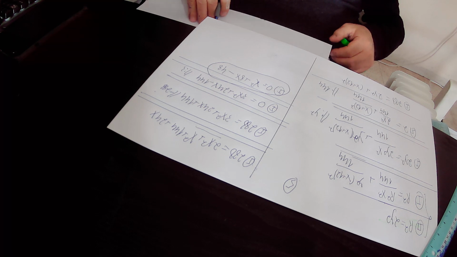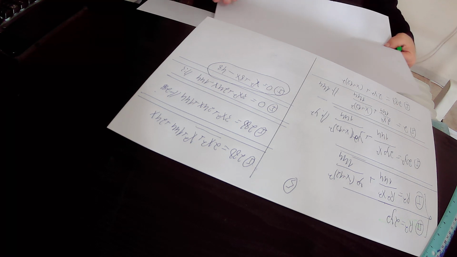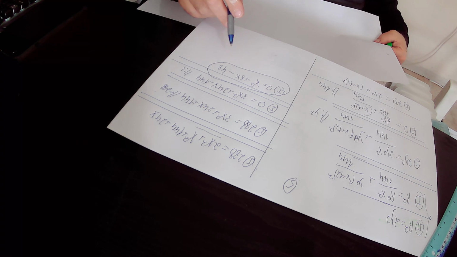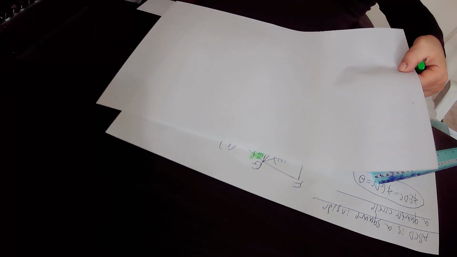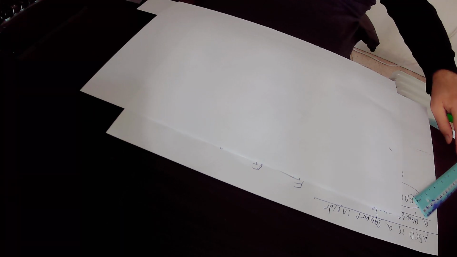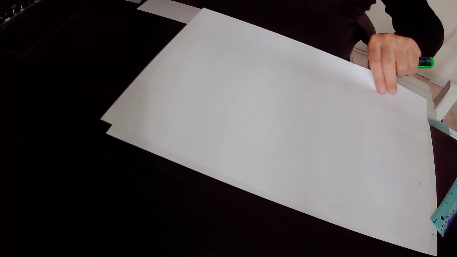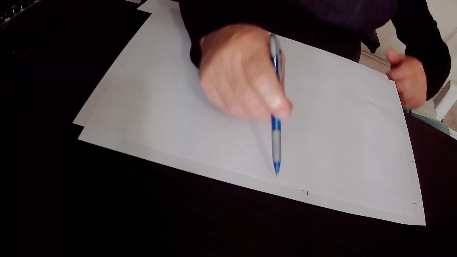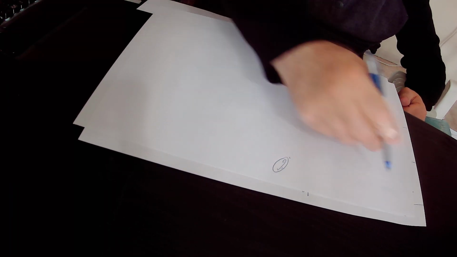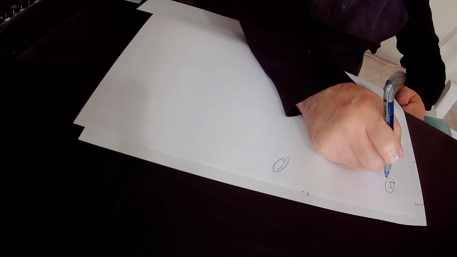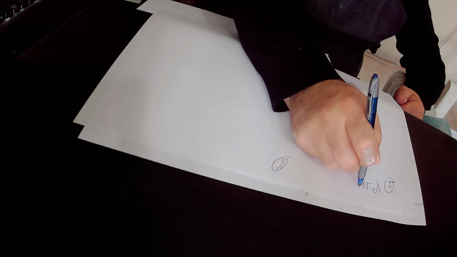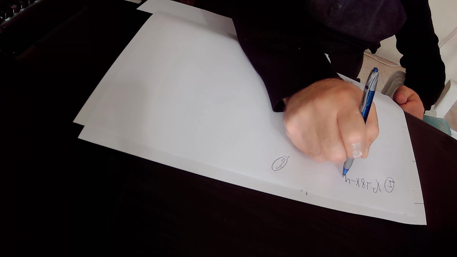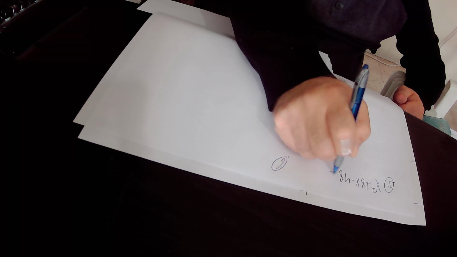So actually we found out that x squared plus 8x minus 48 equals 0. So I copy it here. x squared plus 8x minus 48 equals 0.